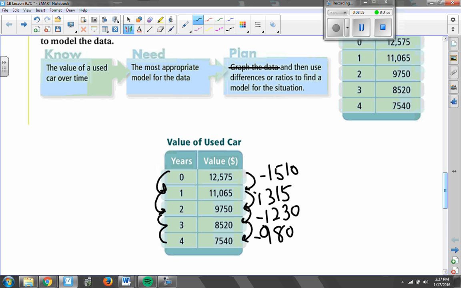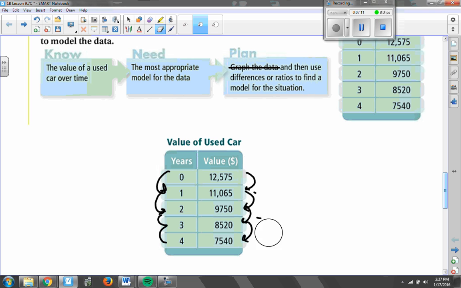And from year 3 to year 4, I drop by $980. Those differences are not the same. They're not even really close to the same. They keep getting less and less as I go on. So I do not think this is a linear function at all. So we're not going to deal with a linear function. Let's try exponential function. You'll find that all of your homework is either linear or exponential. I will not ask you to write quadratics. Let's make sure that we can use an exponential here then for our common ratios.